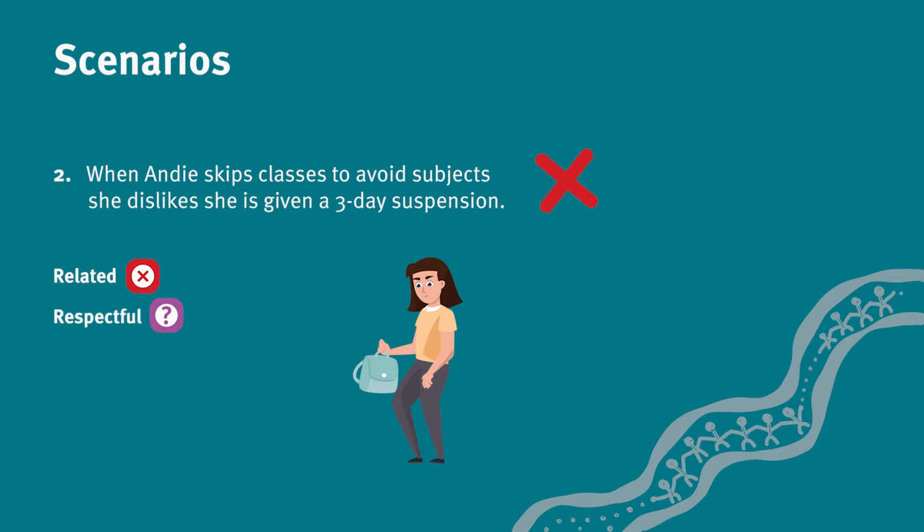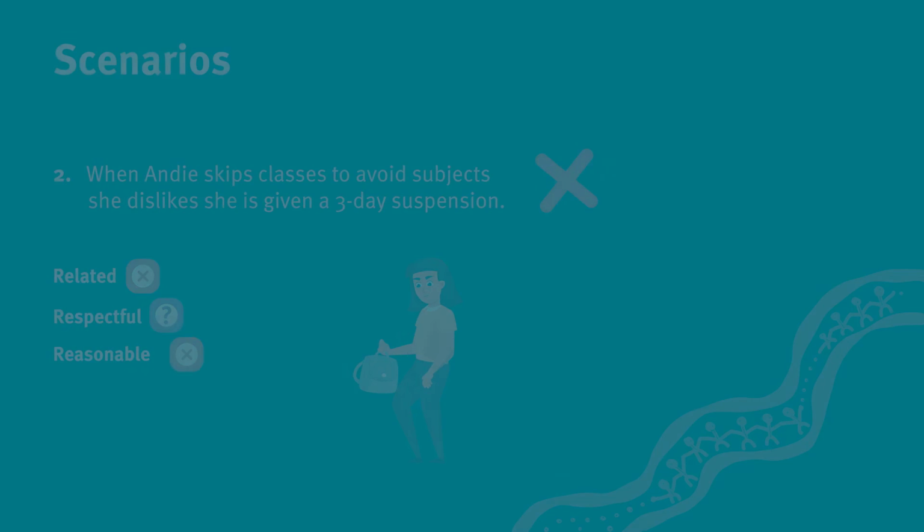Respectful. This depends on how Andy was informed. Delivery of any consequence should be respectful and allow the student to maintain dignity. Reasonable. Suspending Andy for wagging does not address the issues behind her non-attendance.